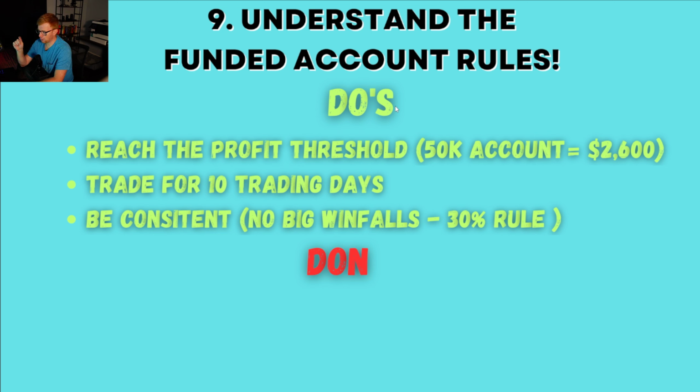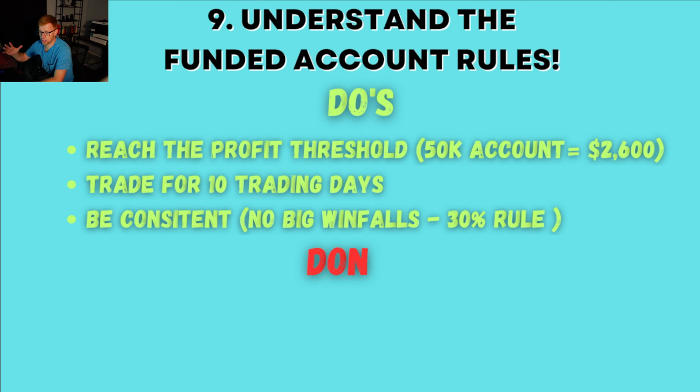Well, to reach your profit threshold on a 50K account in order to be eligible to make a withdrawal, it's only $2,600. So it's a lot less for your profit threshold to reach than it is for the profit goal when you're doing the evaluation account. For example, on a $300,000 account, the profit goal you need to reach on your evaluation account is $20,000. But when you go to your funded account, you just need to reach $7,600 on that account in order to be able to make a withdrawal.